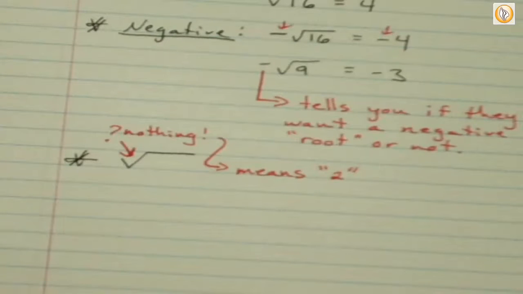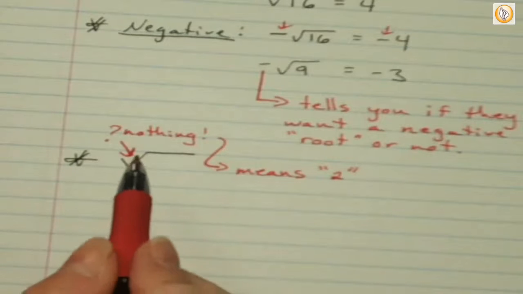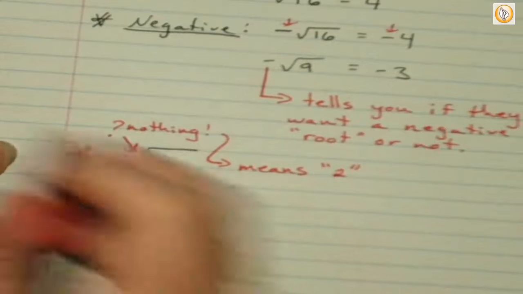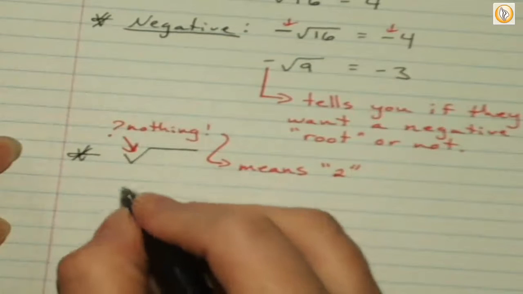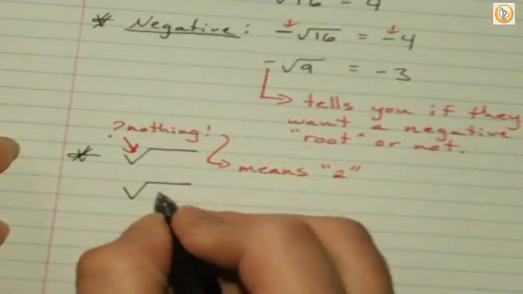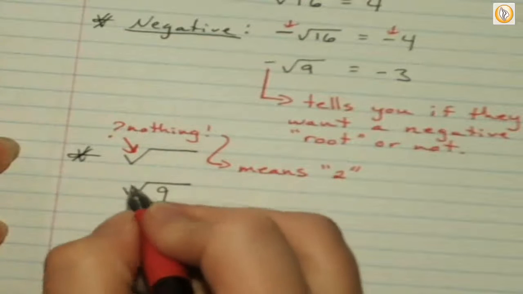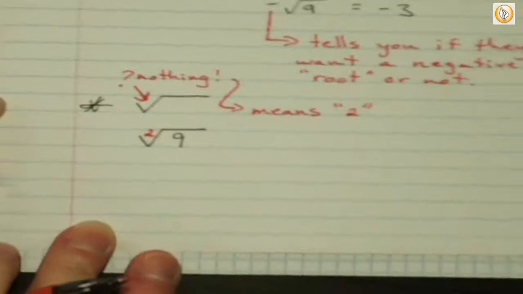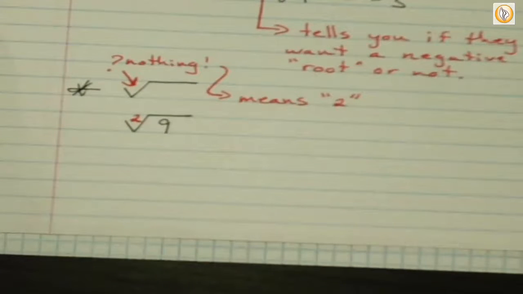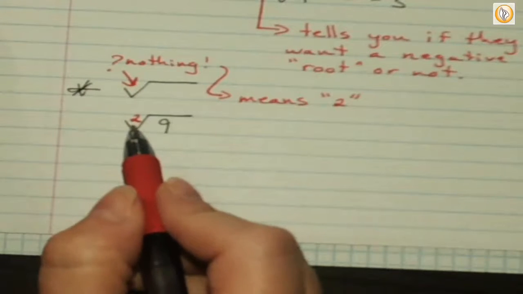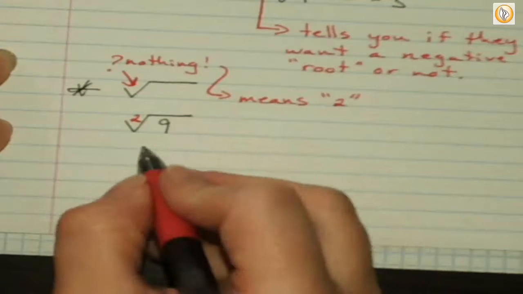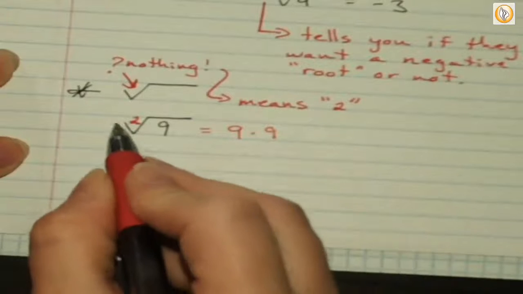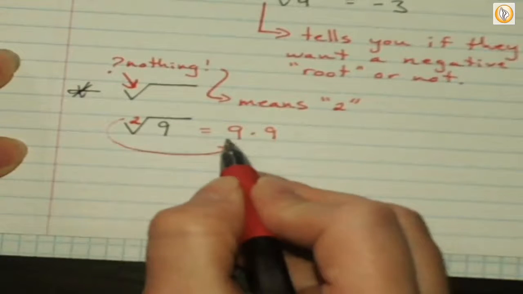So whenever you have a radical sign that has nothing in there, nothing in the check thingy, we're going to assume there's a 2. Because what that means is 9 times 9. There's 2.